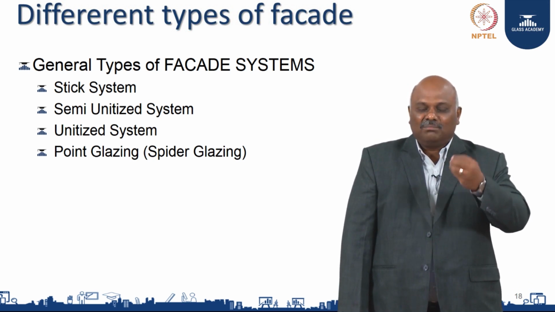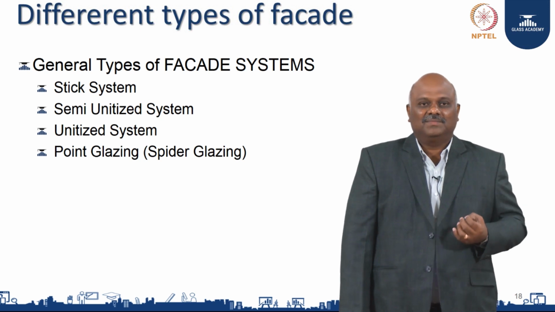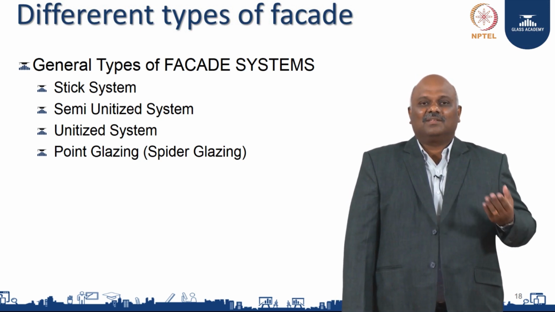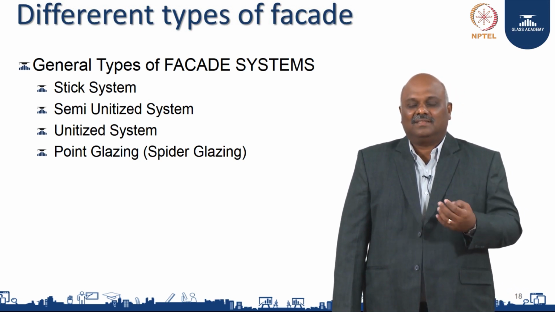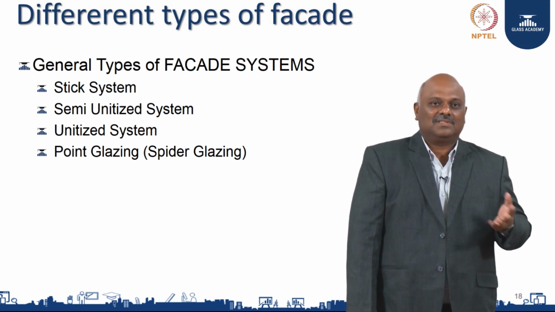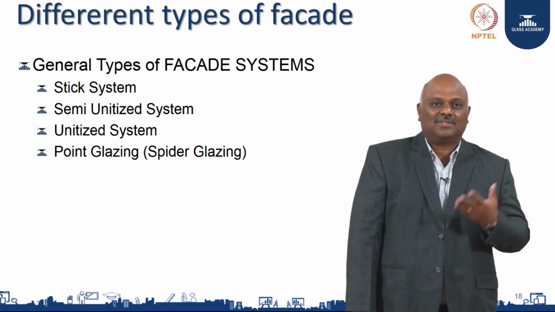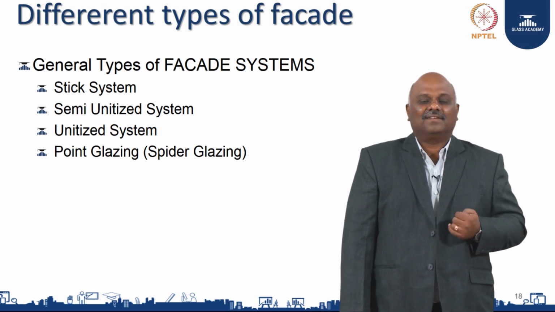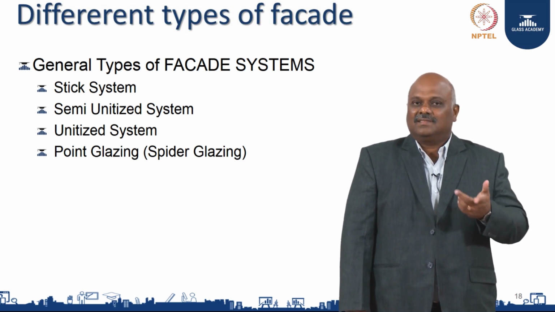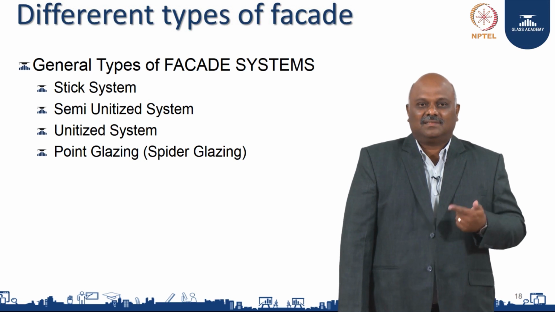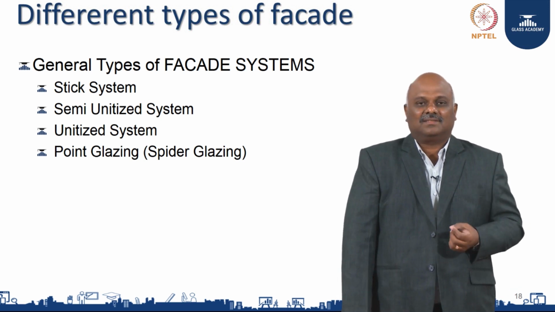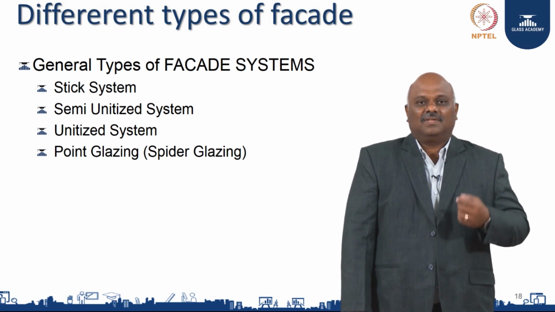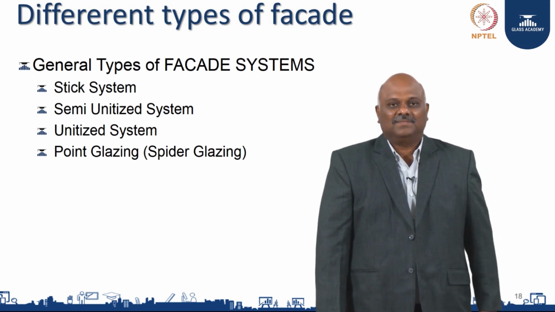For example, these are improved versions of the system. The evolution has brought them in with glass, with aluminum, with steel, with wood, and what not. So the systems are mainly in these three categories: stick system, semi-unitized system, pressure equalized fully unitized system. Now let's see what the stick system is.